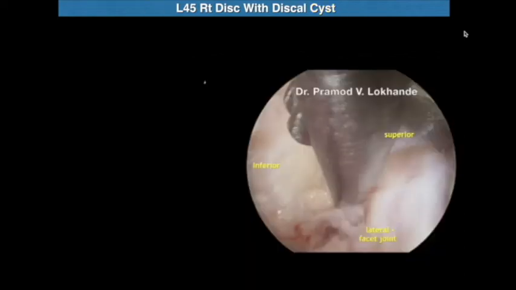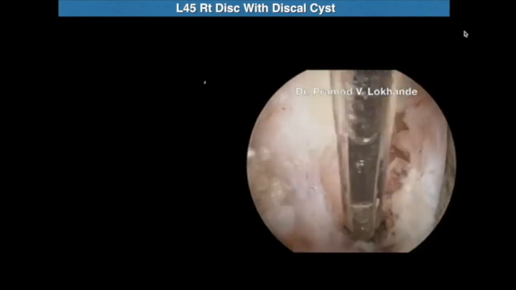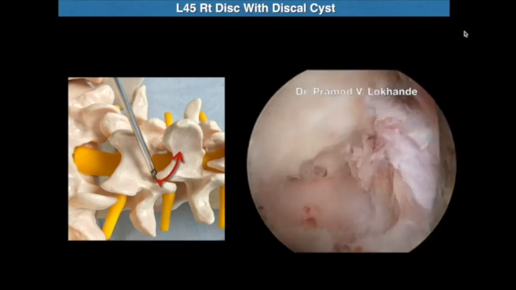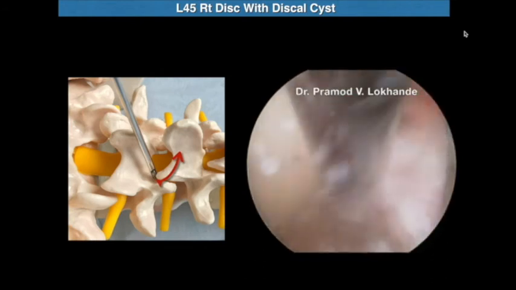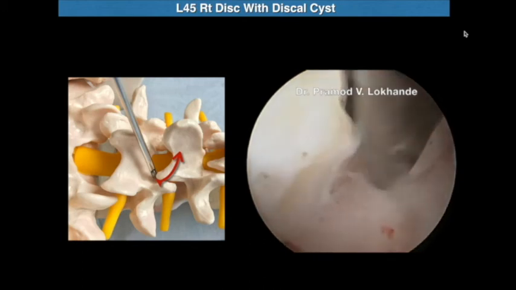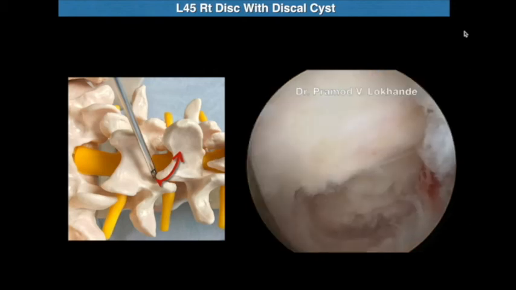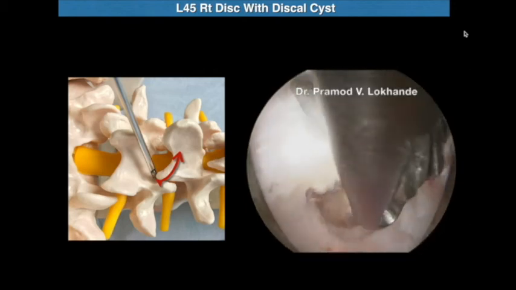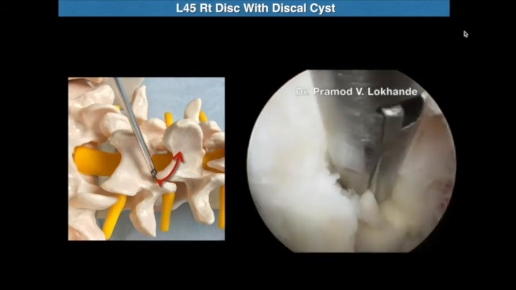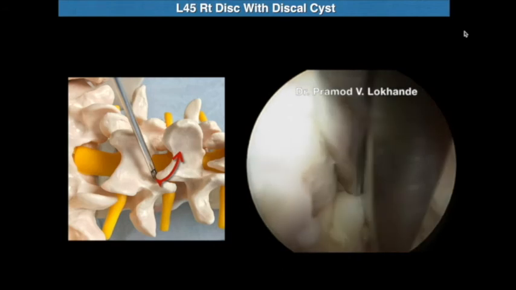Here, the medial part of the facet joint is removed. This begins with identifying the tip of the descending facet. Drilling is started at the tip of the descending facet, continued upwards towards the upper lamina. This is drilling of the ascending facet. Once the interlaminar window is widened, ligamentum flavum is cut layer by layer till the epidural space is reached.